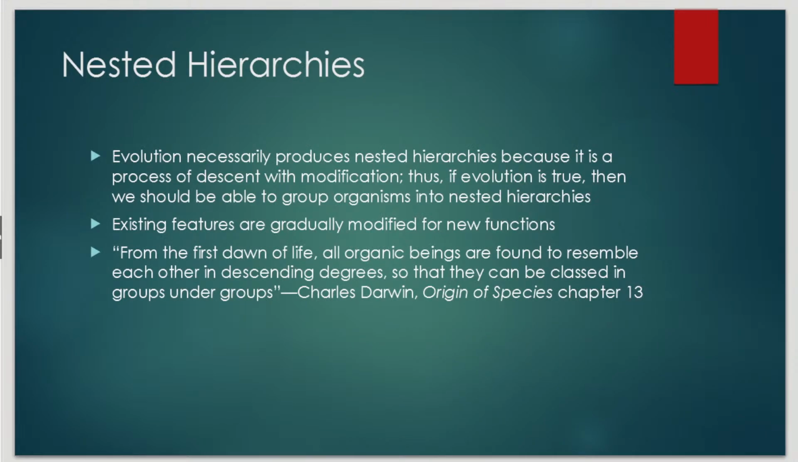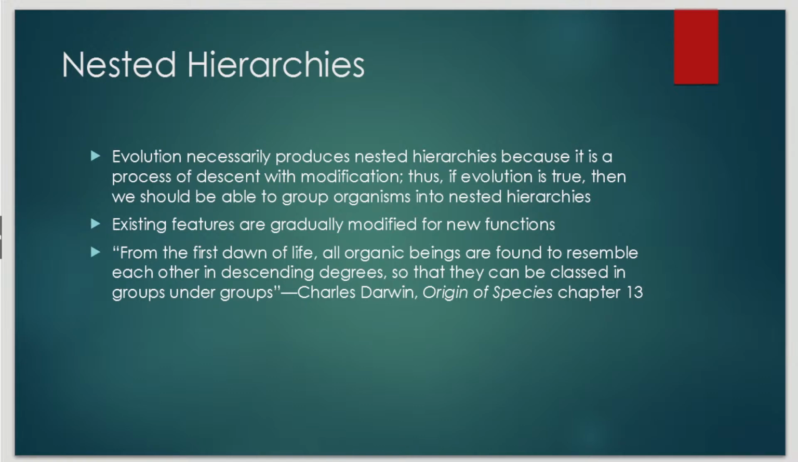And then basically everything you already said. Evolution necessarily produces nested hierarchies because it is a process of descent with modification. Thus, if evolution is true, then we should be able to group organisms into nested hierarchies. Existing features are gradually modified for new functions. And then from chapter 13 of Origin of Species, again, you guys need to read this book. It's a good book. "From the first dawn of life, all organic beings are found to resemble each other in descending degrees so that they can be classed in groups under groups." So basically the stuff we've already been saying.